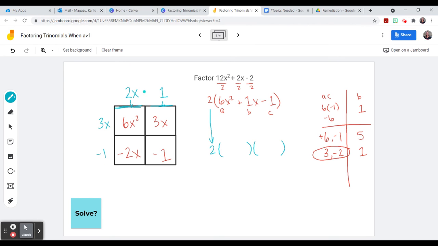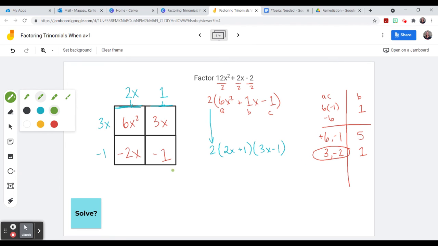I take my 2 binomials and I put them into these lovely parentheses that I already created, so I didn't forget that 2 that tags along. And there we go. I factored it. Congratulations, me. Now, I have to solve, maybe. Who knows? Did it tell me to solve?